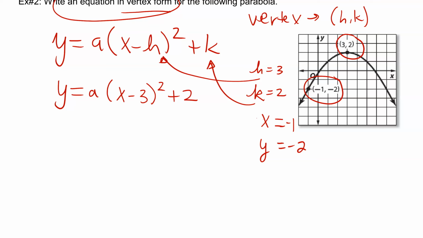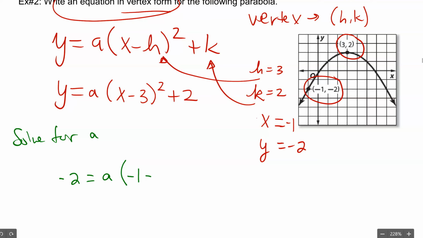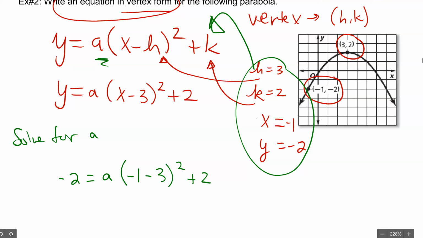So I plugged in h and k, my vertex. Problem is, I'm supposed to write an equation in vertex form. I don't have a value for a, but I have another xy coordinate. I can plug it in, solve for a, and then write my equation. I have to solve for what a is going to be. Solve for a. So I set y as -2. A, I don't know. I'm having my x be -1 minus my h, which is 3, squared plus my k.